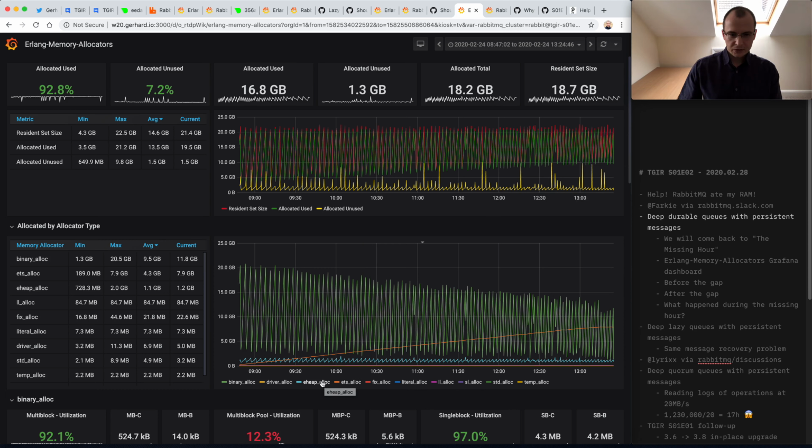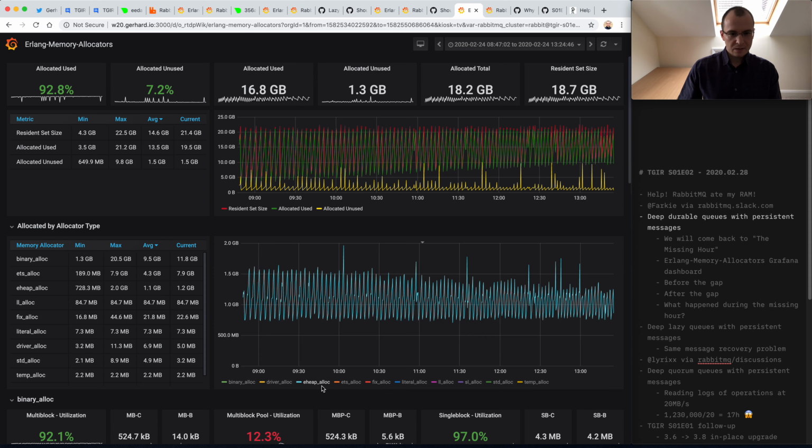Do we have anything else interesting? I think the other interesting one is the eheap one, which I would like to cover because this does use some amount of memory. So the eheap allocator, these are I think the three worth remembering. The binary one, which is for messages. The ETS one is for basically in-memory data structures that a RabbitMQ node uses for metrics, and in most cases, to know the position of messages in the queue. And the third one is the eheap one, which is the allocator used for process memory.